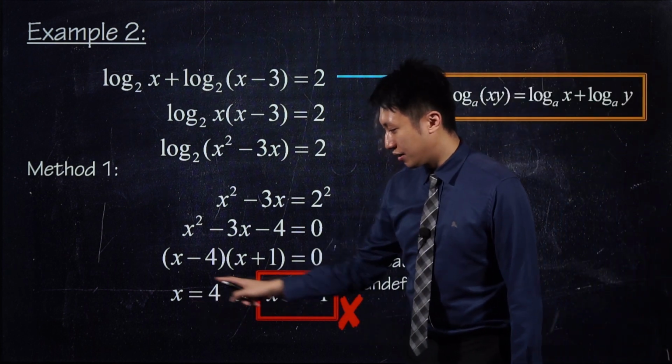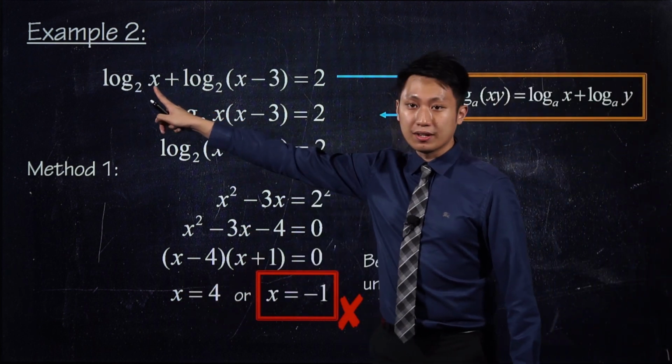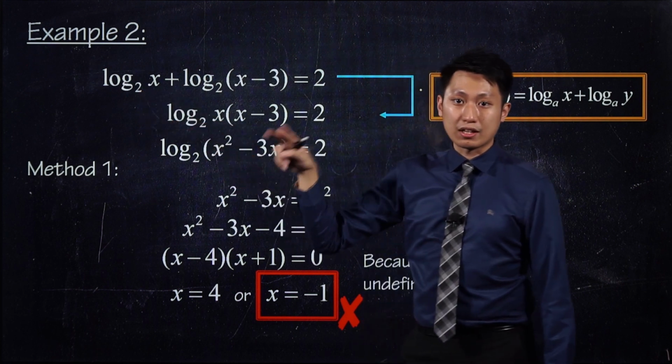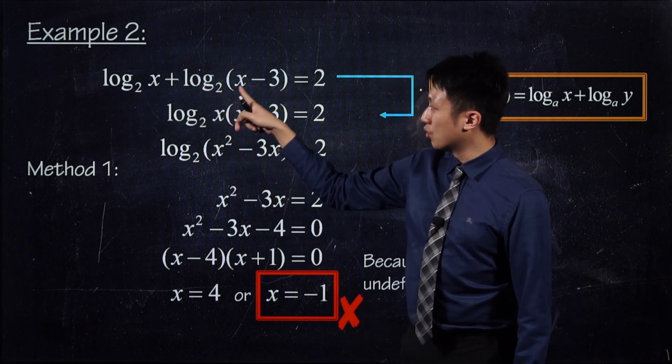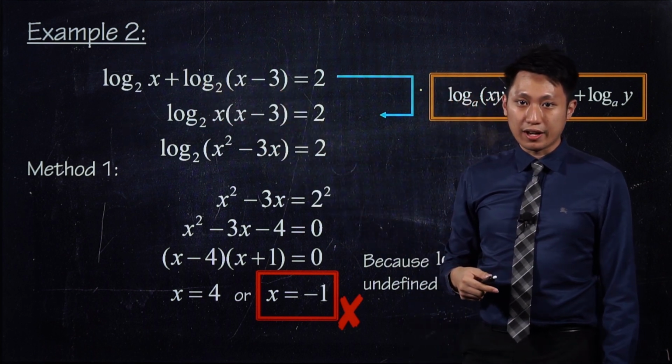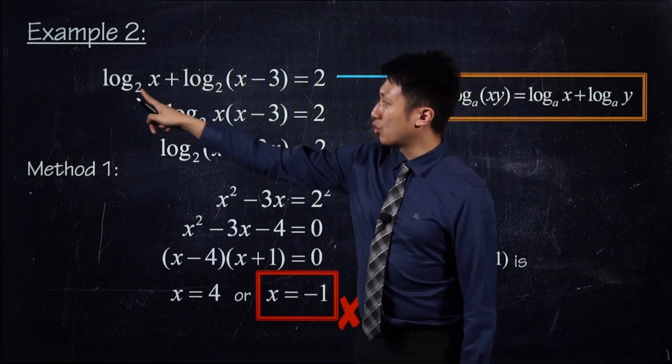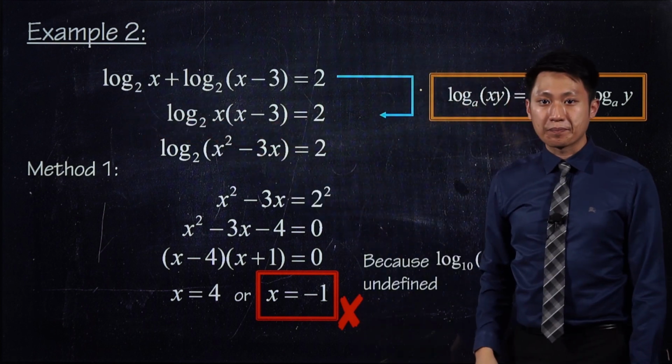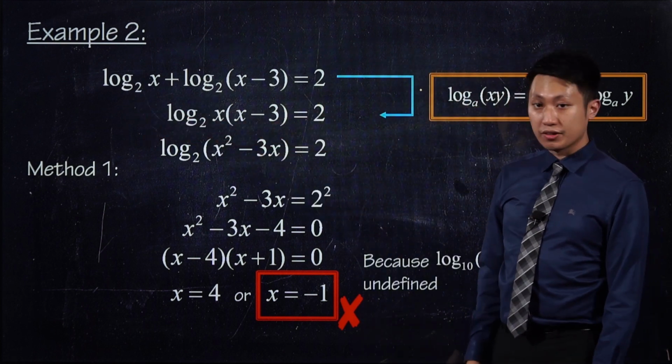So let's see this one. 4. You substitute back into here. Log 2 of 4, you get 2 for that one. Log 2 of 4 minus 3 means log 2 of 1. You get 0 for that case. So this one, 2 is equal to 2. It makes sense, right? No problem. You get what I mean?